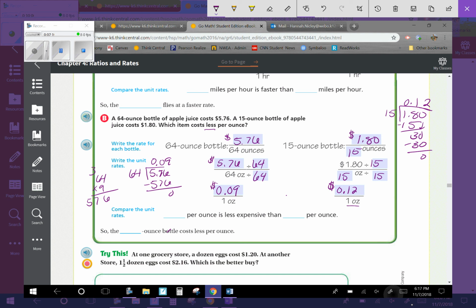I know that 9 cents per ounce is less expensive than 12 cents per ounce. So the 64-ounce bottle costs less per ounce.